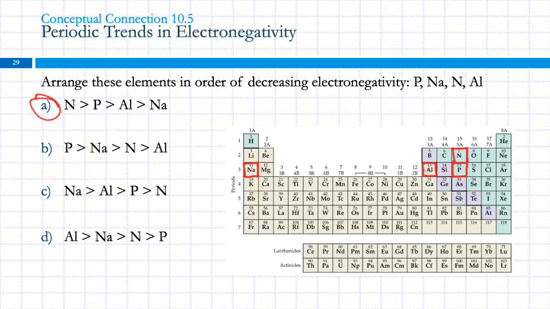Let's check the rest of them, though. There's nitrogen, and the next closest would be phosphorus, then aluminum, and then sodium. So nitrogen, phosphorus, aluminum, sodium. The order of those elements would be the same for atomic size, metallic character, either that way or reversed, or ionization energy, any of those. Any questions?